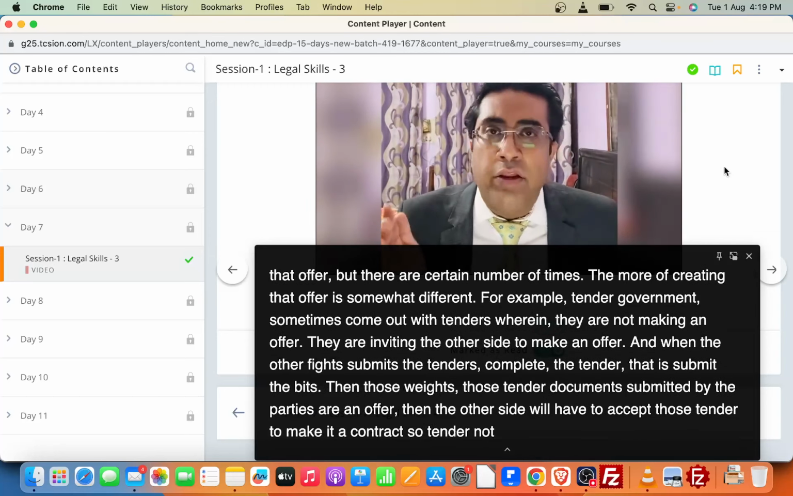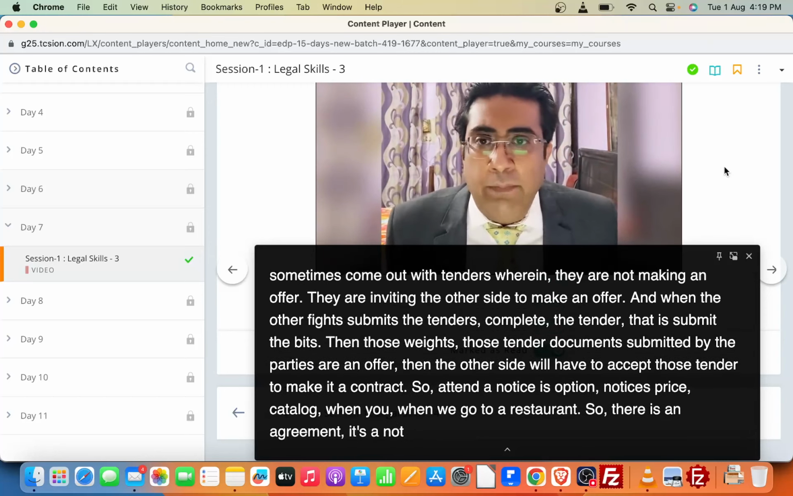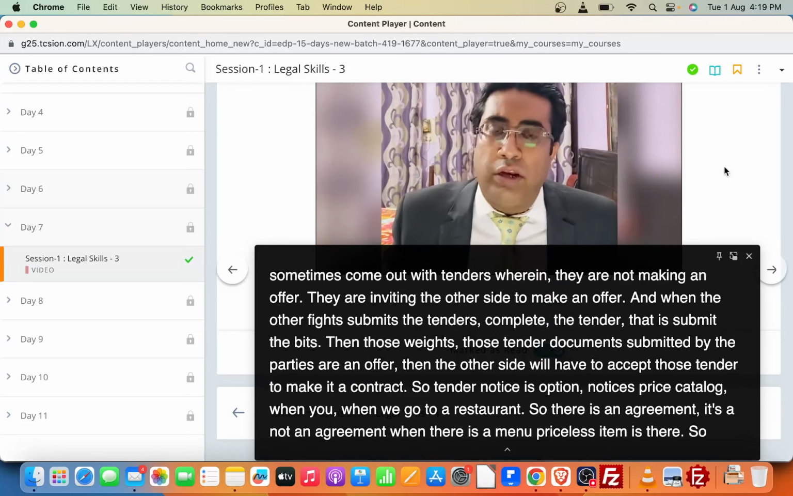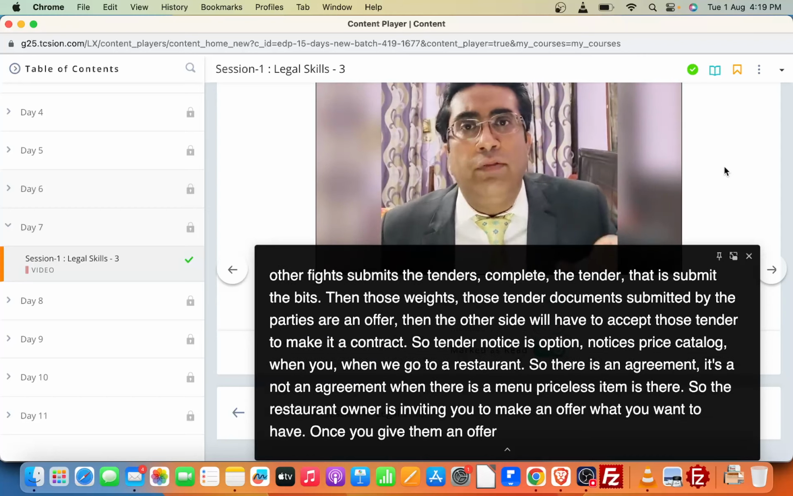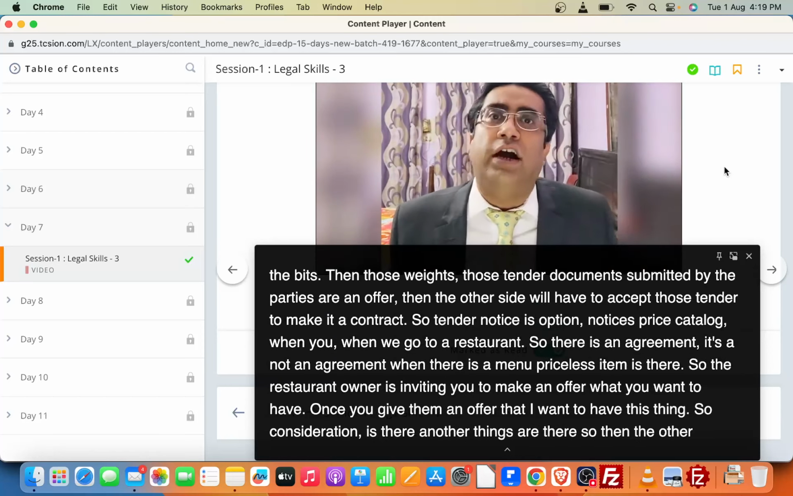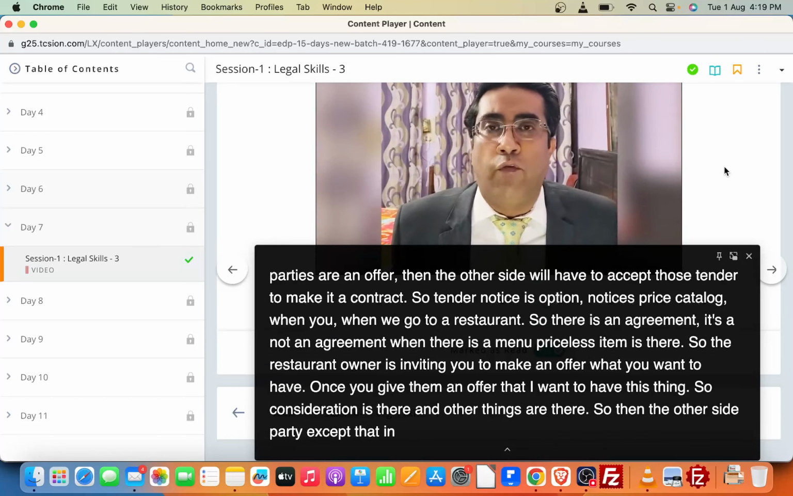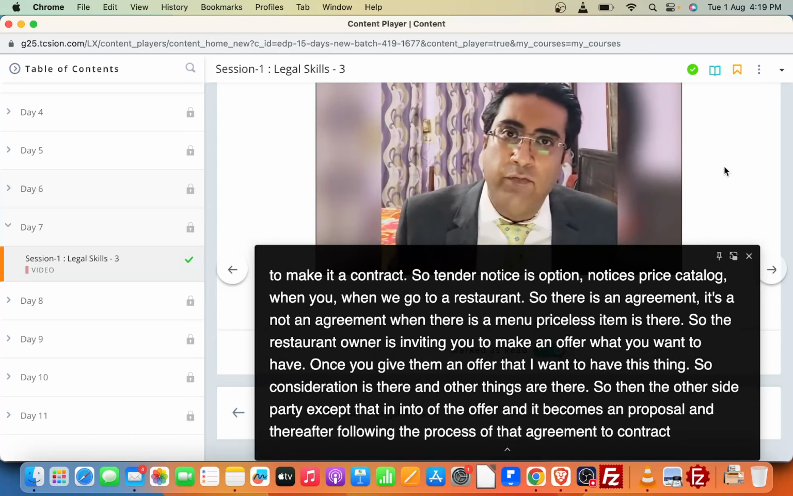So tender notices, auction notices, price catalogs are all invitations. When we go to a restaurant, a menu or price list is not an offer. The restaurant owner is inviting you to make an offer for what you want to have. Once you give them an offer that you want to have this item, consideration is there and other things are there. Then the other party accepts, and it becomes a proposal. Thereafter, following the process from agreement to contract, we go ahead, right?